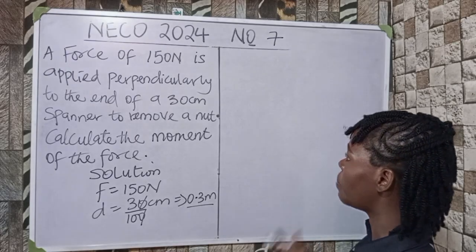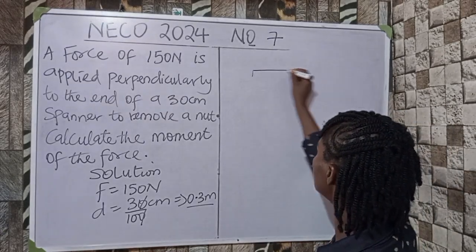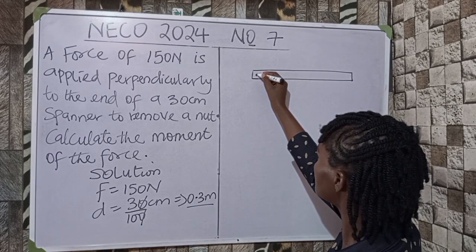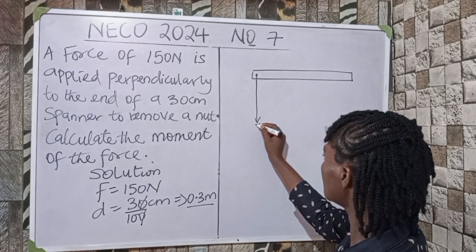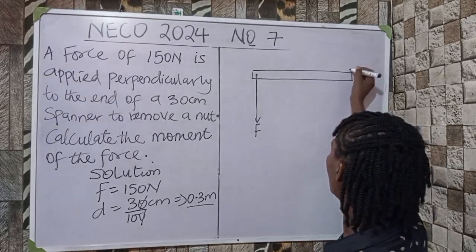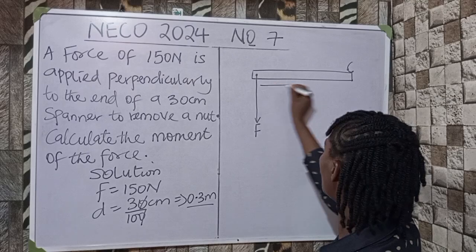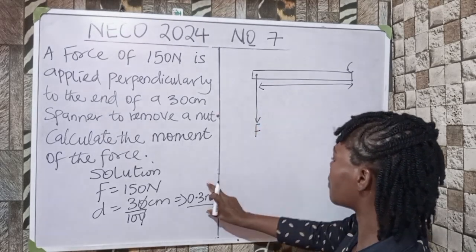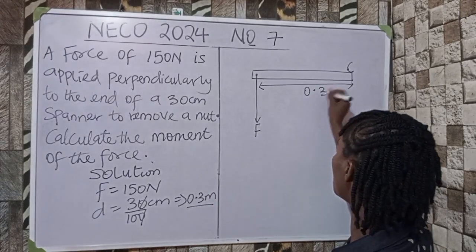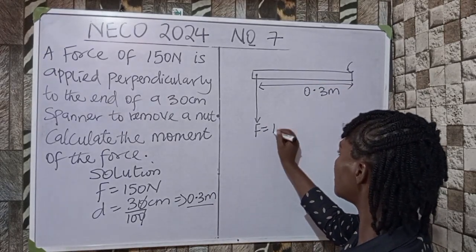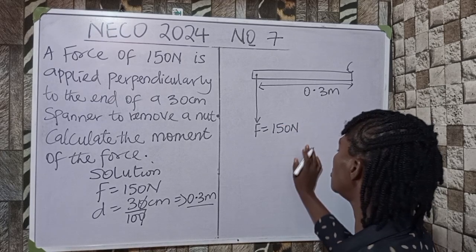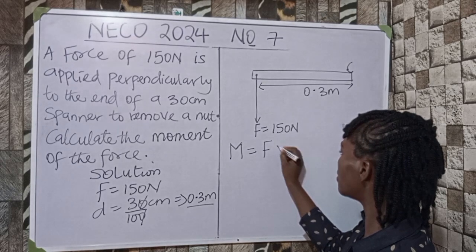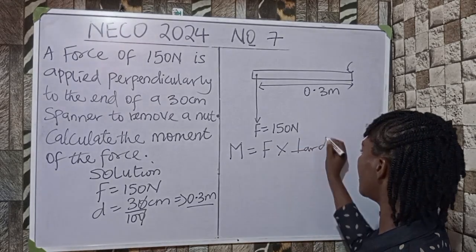So before I solve, I want to do a small illustration to show you how this force is being inclined perpendicularly. This is the force. While this is what? The perpendicular what? Distance. So in this place, the distance which we have converted is given as 0.3 what? Meters. While the force is given as what? 150 what? Newton.